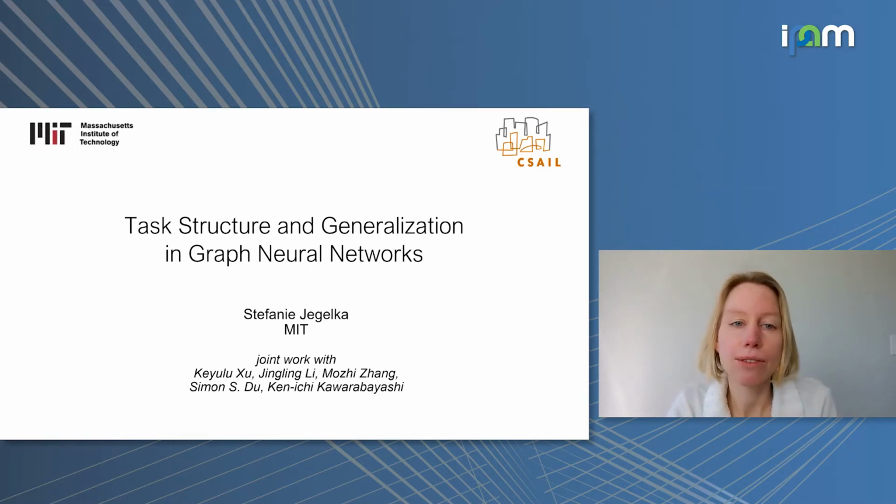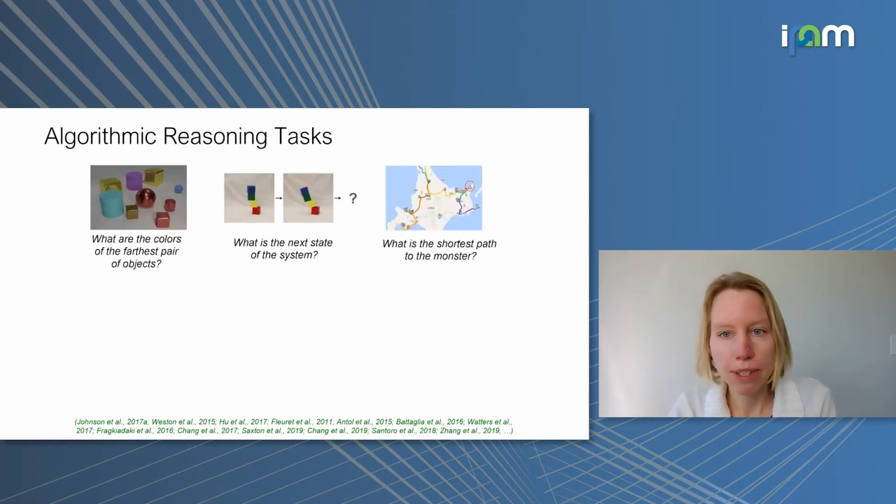And today I would like to talk about generalization and extrapolation in graph neural networks, more from a perspective of trying to understand these properties. This is joint work with a number of people that I've been collaborating with, in particular, my student Keyulu, I would like to point out here. So this talk is about algorithmic reasoning.